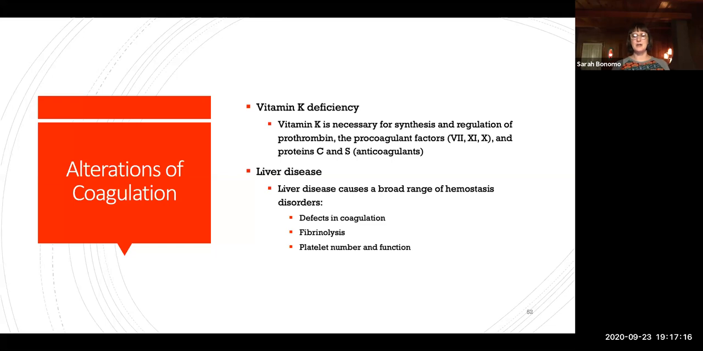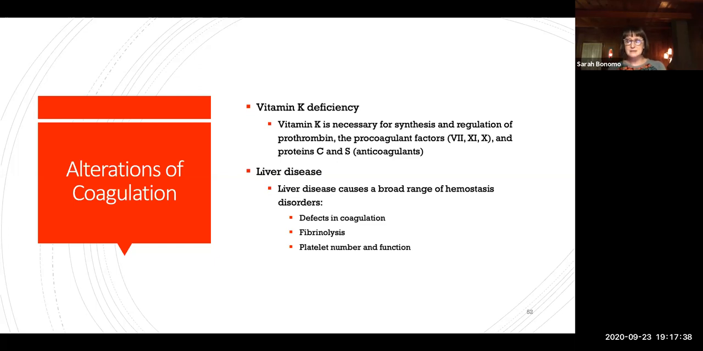Sometimes we have deficiencies in vitamin K for a bunch of different reasons, but primarily we want to make sure that we're following our patients and figuring out why they are bleeding, what's going on, do they have a deficiency, or is it some kind of autoimmune thing, or what's happening.